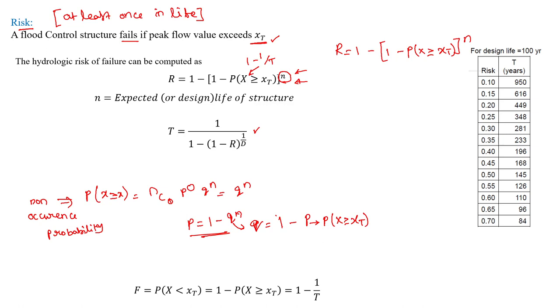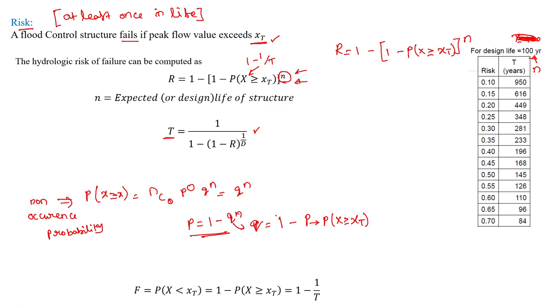Here I have given one table. I'm running a little late, so I'm moving fast. For a design life, let's say n equal to 100 years, how much will my t value be? From that, I can calculate how much is my risk and how much is t.